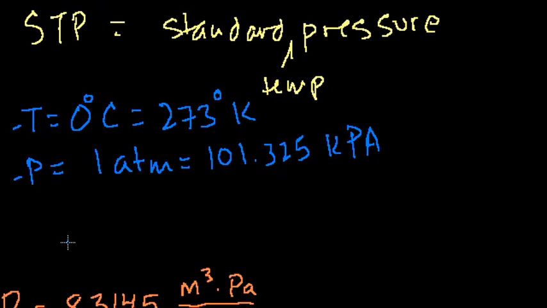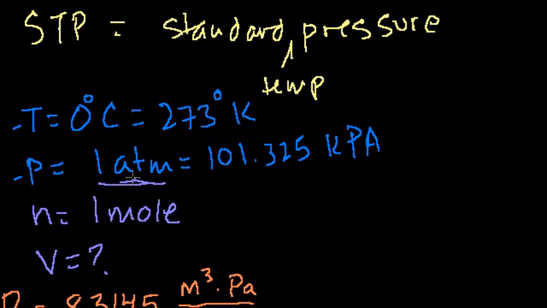Let me say that the other way. How many liters will 1 mole take up? So n is equal to 1 mole. I want to figure out what my volume is. If I have 1 mole of a gas, I have 6.02 times 10 to the 23 molecules of that gas. It's at standard pressure, 1 atmosphere, and its standard temperature 273 degrees Kelvin, what is the volume of that gas?